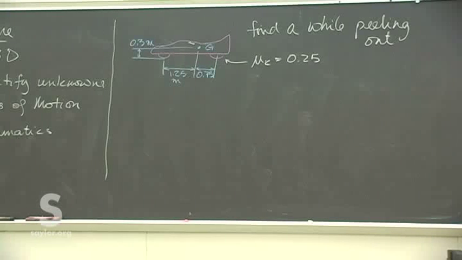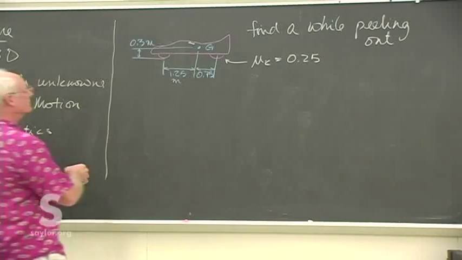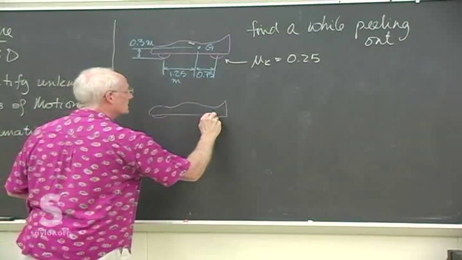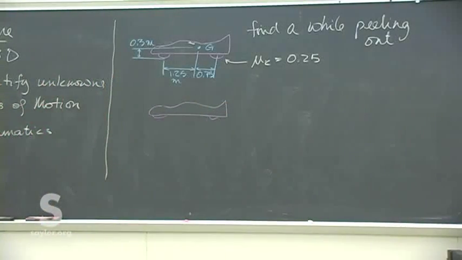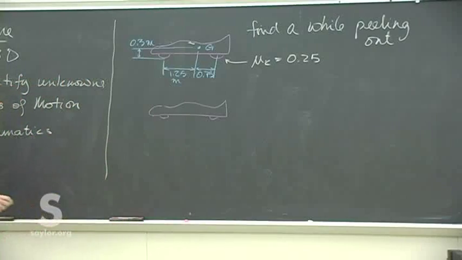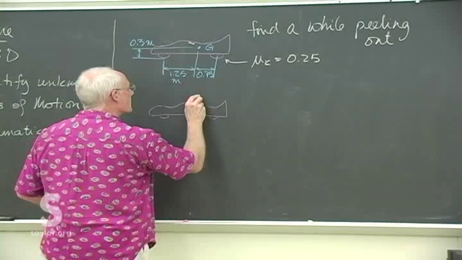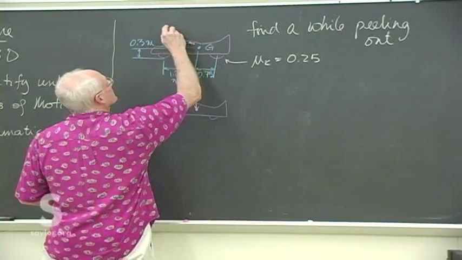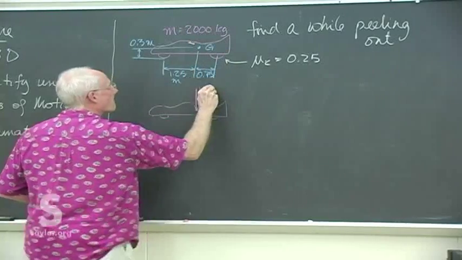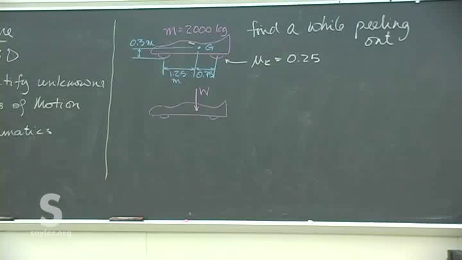Anyway, back to the problem, class. All right. So we need a free body diagram to start with. So, a very simple sketch of the car. It starts looking a little cartoonish in the free body diagrams. All right, obviously it's got weight. Oh, by the way, 2,000 kilograms. So it's got some weight, and we'll take it to act at that point G.